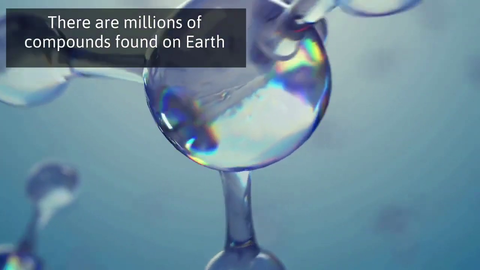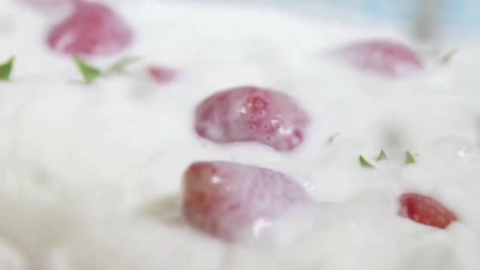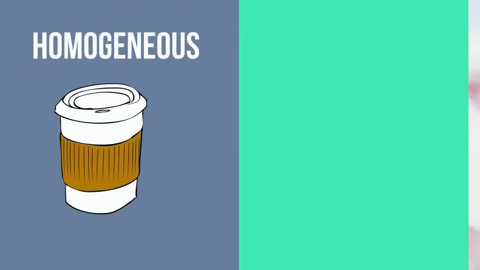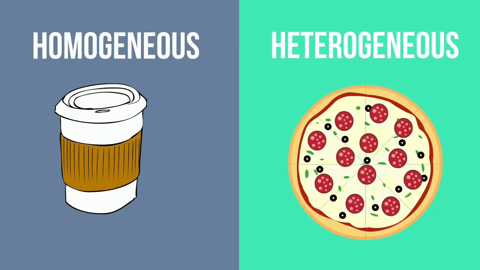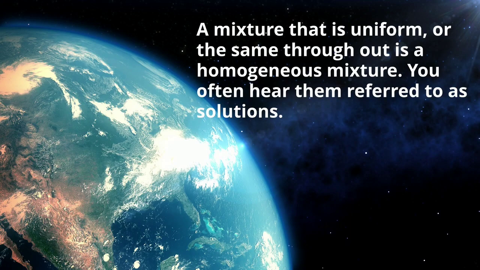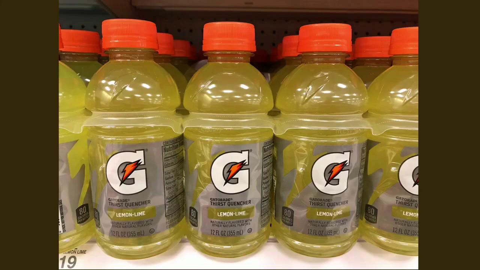Mixtures, on the other hand, are a combination of substances that can be separated physically. There are 2 types of mixtures: homogeneous mixtures and heterogeneous mixtures. A mixture that is uniform or the same throughout is a homogeneous mixture. You often hear them referred to as solutions. For example, let's take a look at Gatorade. It is a homogeneous mixture.